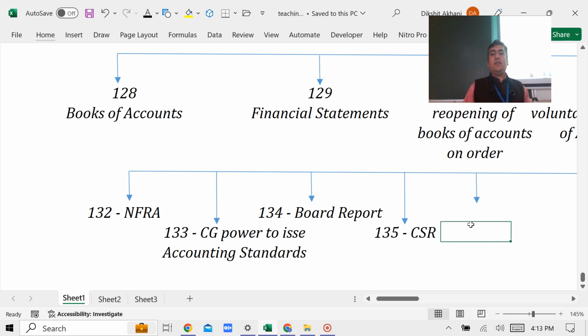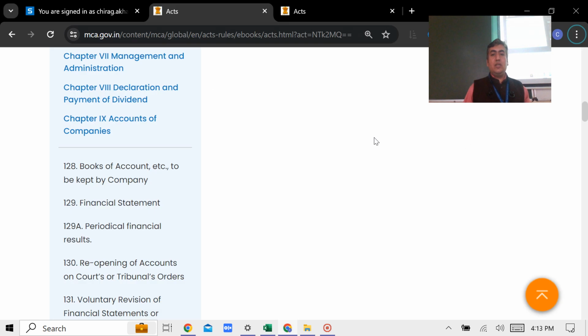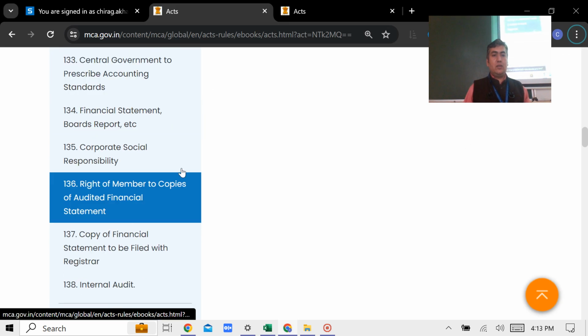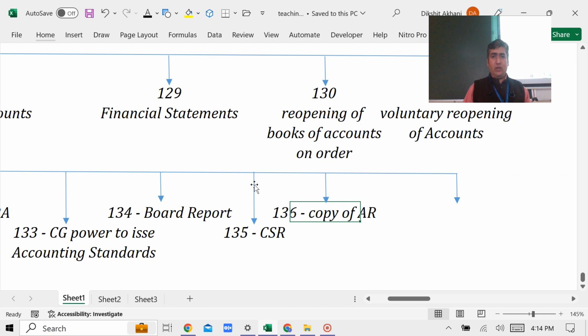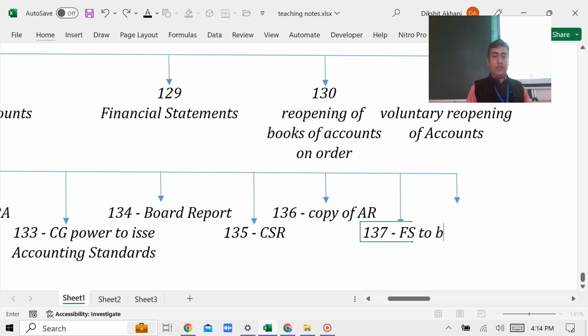After then we are moving towards 136. 136 deals with copy of audit report, copy of AR. AR stands for audit report as well as annual report. So I don't want to discuss much in that. After then 137. 137 is a very important and interesting section. It is talking about financial statements to be submitted with ROC.